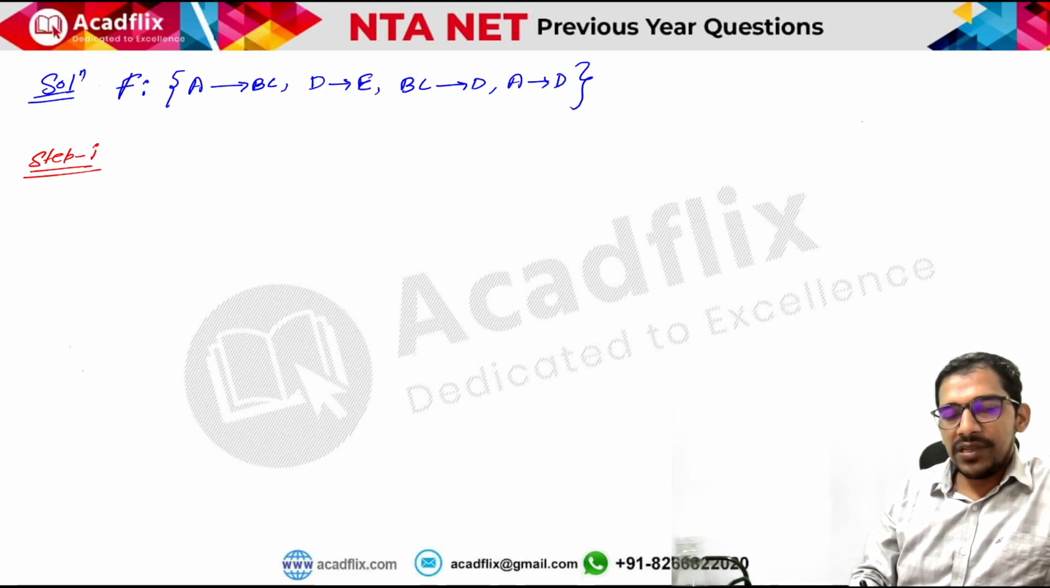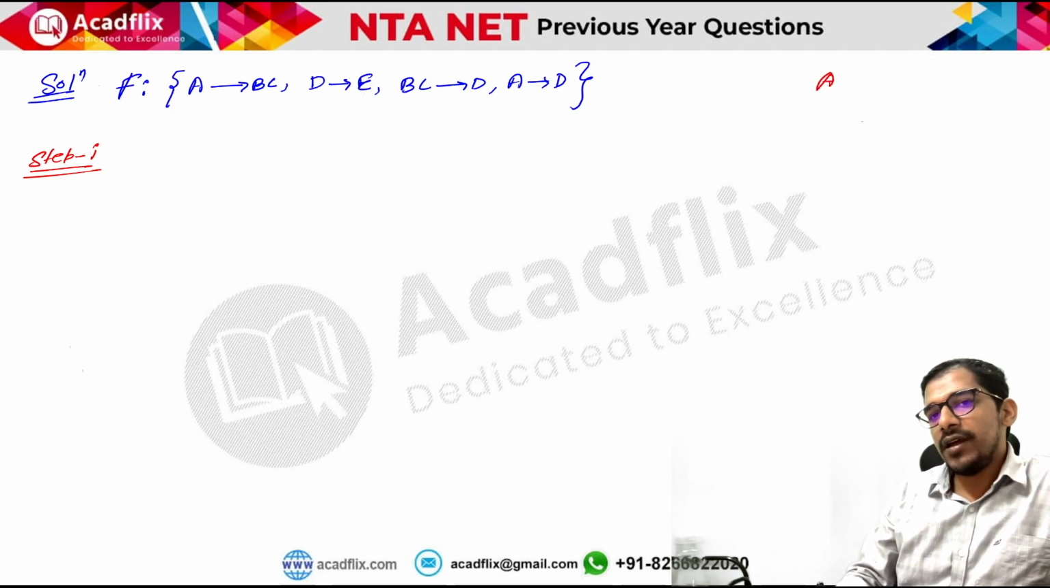Minimizing the right hand side means that if there are two attributes on the right hand side of any functional dependency, just decompose them. Decomposition rule says that if you have A tends to BC, you can write it as A tends to B and A tends to C. This is your decomposition rule.